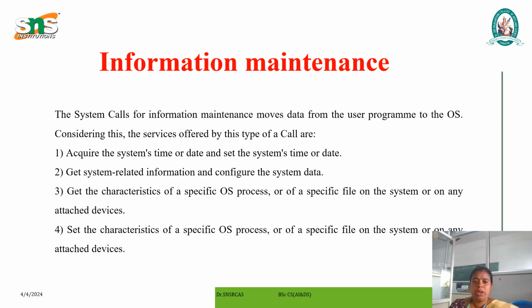Next one, information maintenance. The system call for information maintenance moves data from the user program to the operating system. Consider the services offered by this type of call: getting the system time or date and setting the system time or date. Get system related information, configure the system data. Get the characteristics of a specific operating system process, a specific file, or any attached devices. Set the characteristics of a specific process or a specific file on the system or any attached devices.